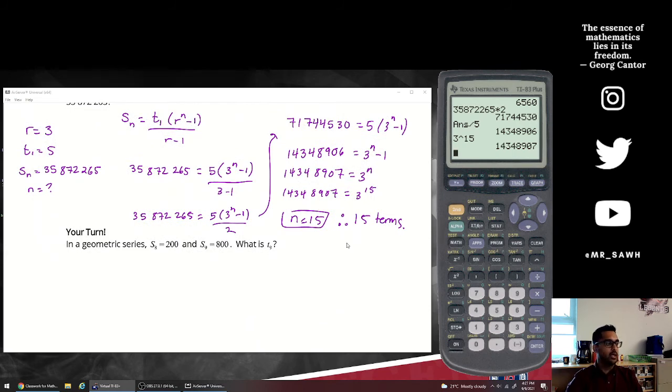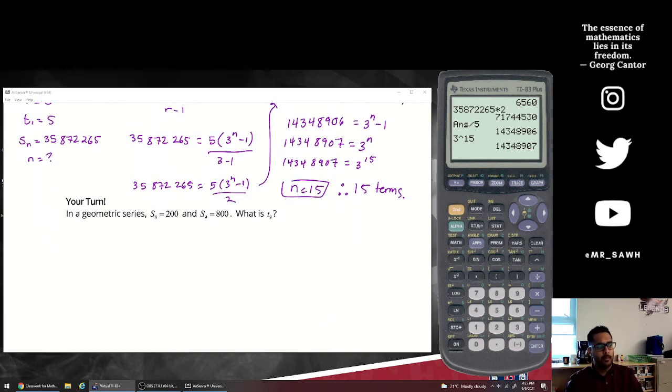Different contexts. So in a geometric series, the sum of the first 8 terms is 200. The sum of the first 9 terms is 800. What is the 9th term? And this one usually causes a bit of a problem for people because of how simple it is. So think about this. If you've got 8 terms, right? So T1, T2, T3, T4, T5, T6, T7, T8, and here's T9, which is really what we're looking for.